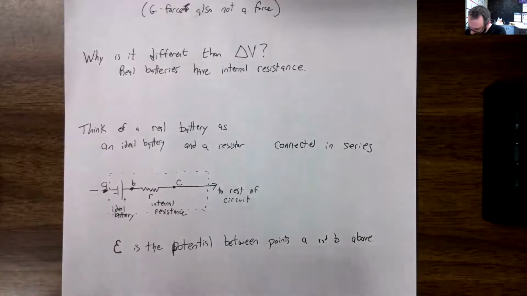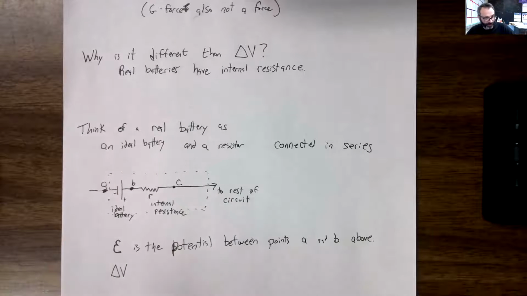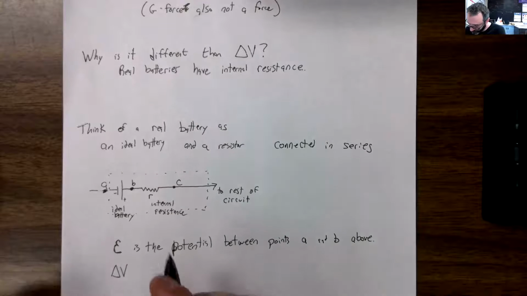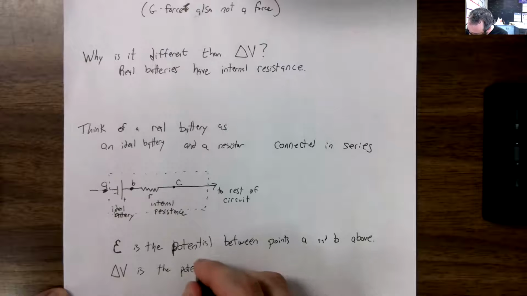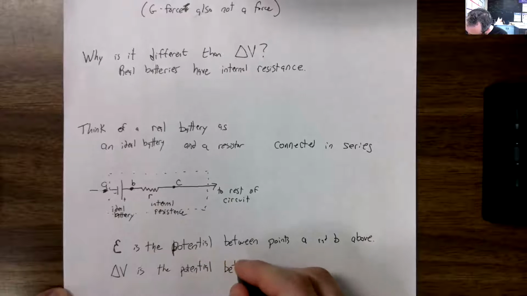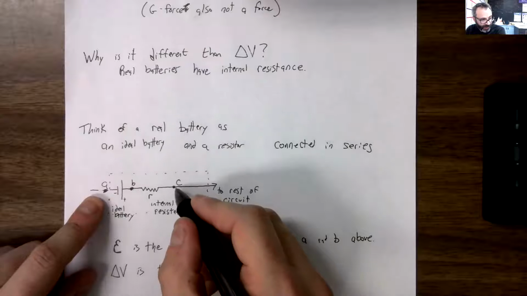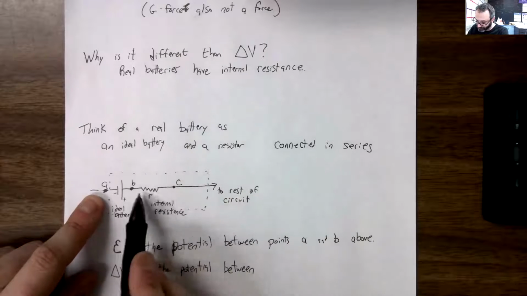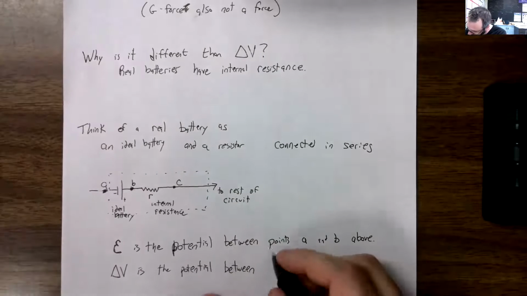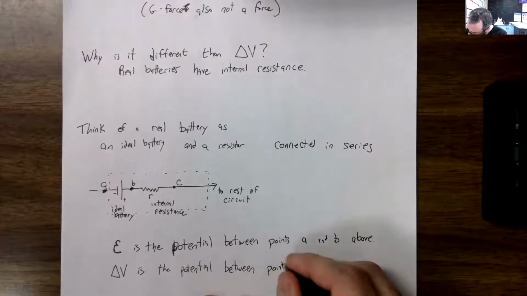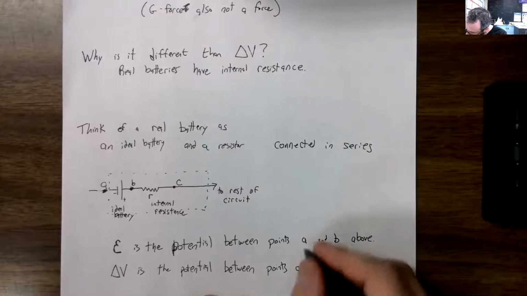Whereas delta V, what you actually measure when you measure a circuit that's operating, I don't think that's the potential difference between points A and B, right? It includes the internal resistor. Really, you can't get a measurement of just between A and B, but you can go from A to C. So A and C.